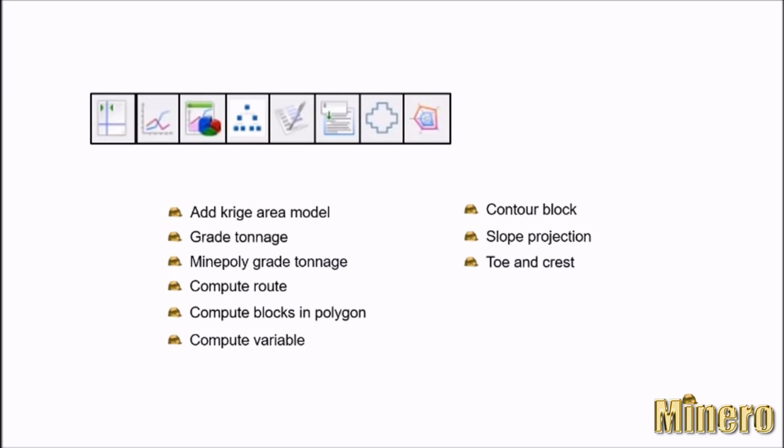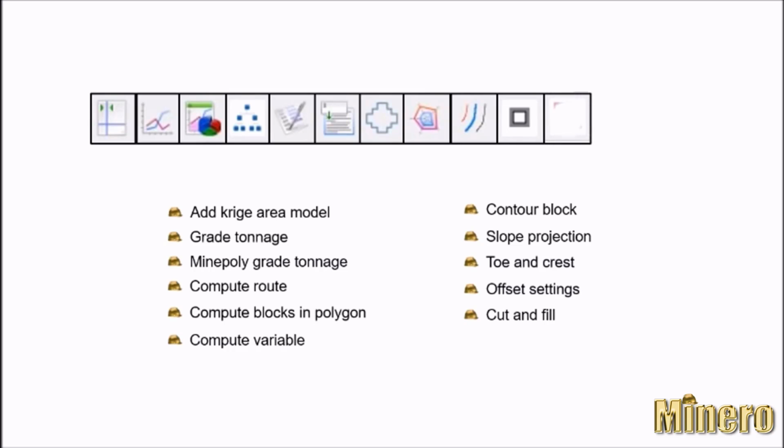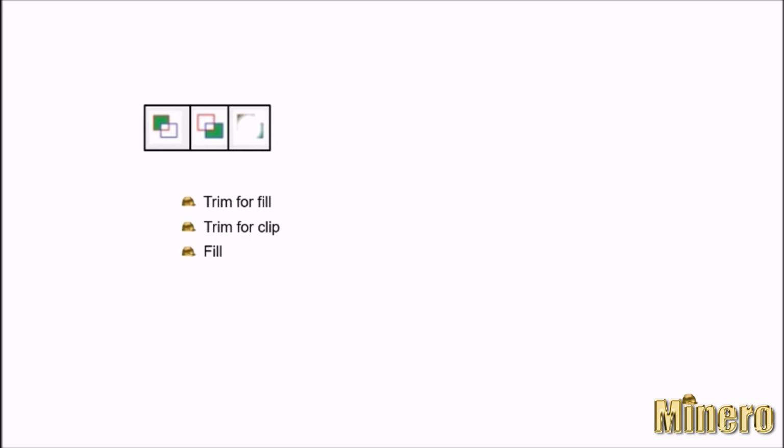Toe and crest. Offset settings. Cut and fill. Trim for cut. Trim for fill. Trim for clip. Fill. Add road to topo. Create road.